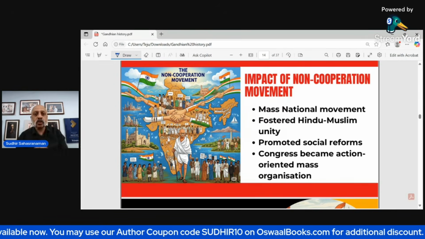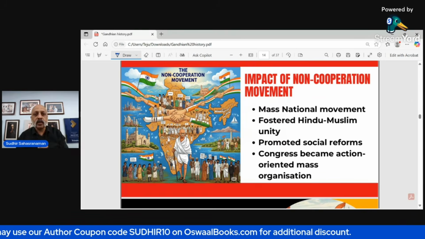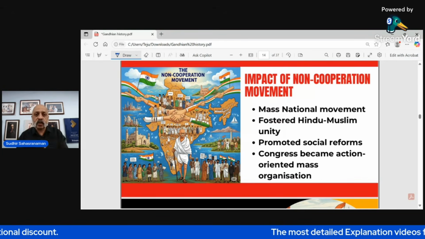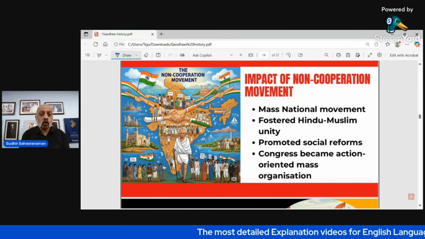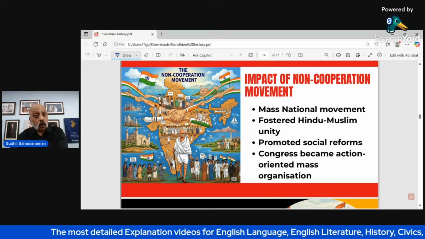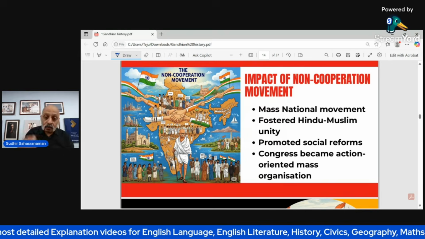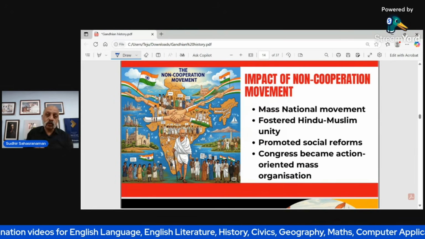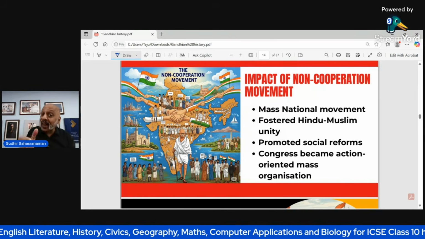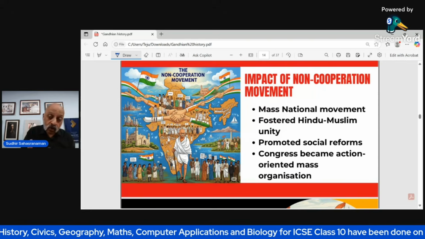It promoted social reforms. You are talking about untouchability, and about other things like spinning your own cloth, promoting Swadeshi, promoting the use of the charkha. So these social reforms were taking place at the same time. In the field of education, a lot of institutions came up. So there were social and education-related reforms. And Congress for the first time became an action-oriented mass organization.